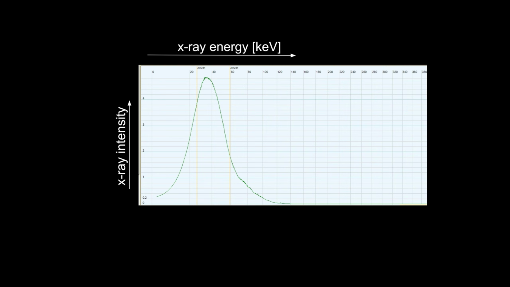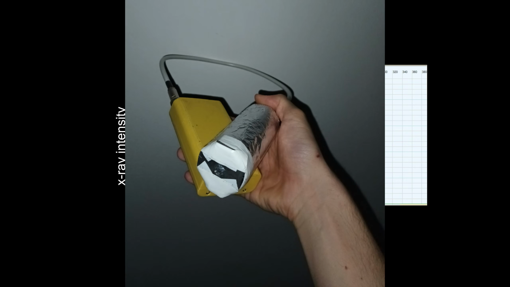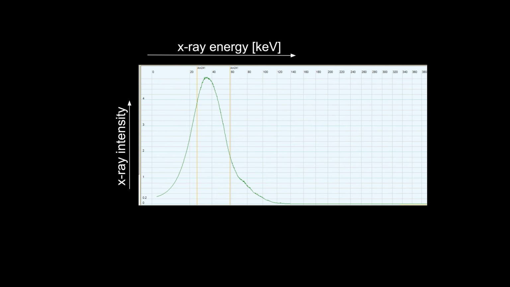This is a spectrum that I've taken off my X-ray machine with my homemade X-ray spectrometer when I operated the tube at high voltage and with the filament turned off. As you can see, the peak of the energy is at 40 kiloelectron volts, which is the same as the one that you would get at the hospital.